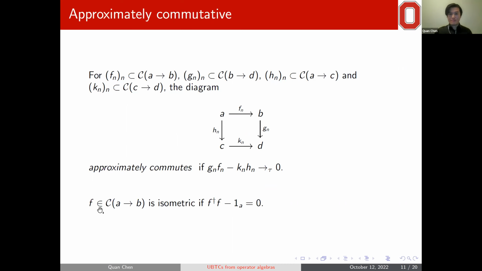And we can do a similar thing for isometries. If F is an isometry, then F dagger F equals the identity of A, as we said before. A bounded sequence F_n is approximately isometric if the sequence F_n dagger F_n converges to the identity of A under the tau topology.